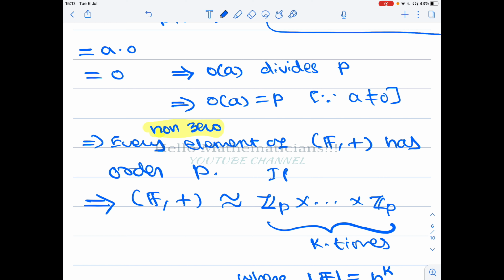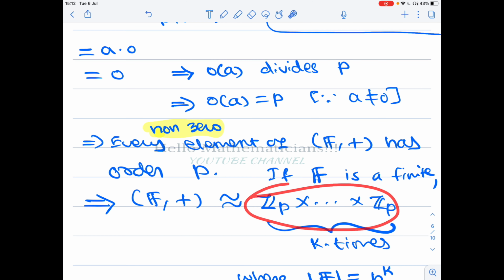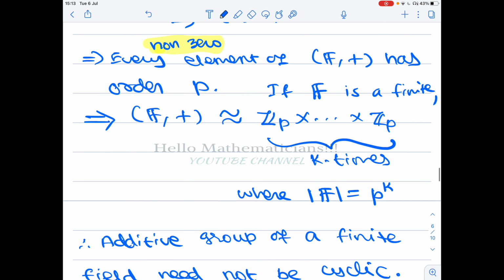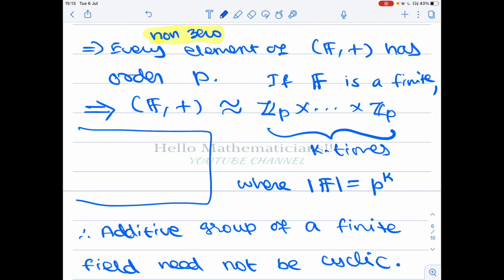Therefore, we conclude that if F is a finite field, then F comma plus is isomorphic to ZP cross ZP, K times. Why? Because F comma plus is a finite abelian group in which every non-zero element has order P. Then that group has to be isomorphic to a product of ZP. So this is a simple exercise. You try to prove it by yourself.